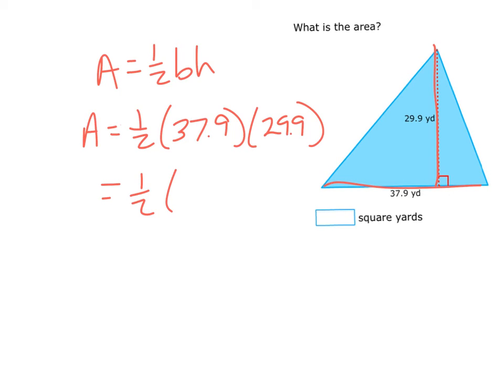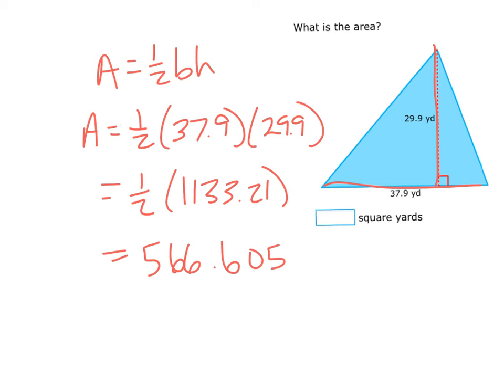So 1/2 of 37.9 times 29.9 is 1133.21, and then half of that, 566.605. When you're dealing with decimals, see if it tells you how many you're supposed to round to. Sometimes you round to 2. But in this case, you would put this whole answer in there.